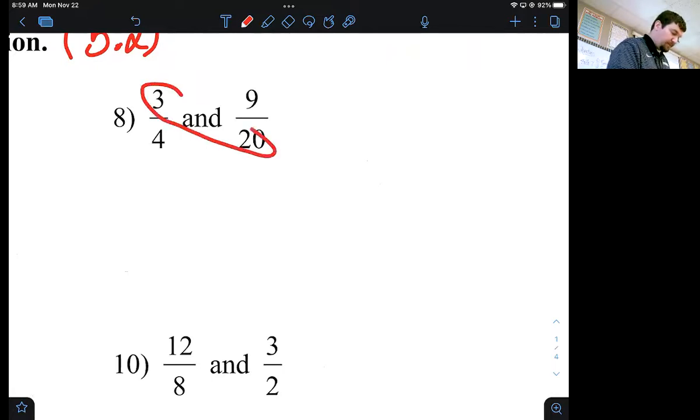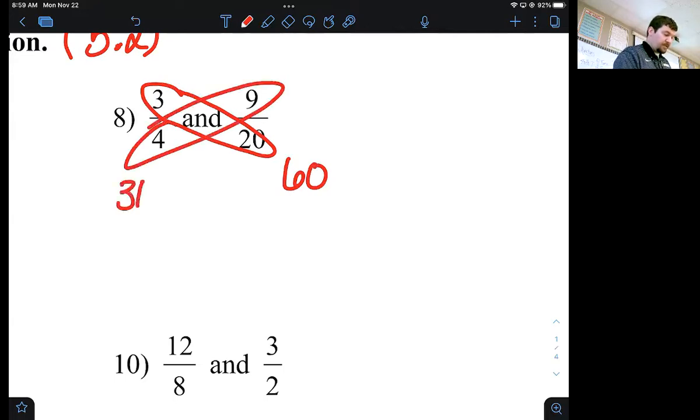What's 3 times 20? 60. So write down 60. If you're using cross products, you need to write down what these products are. What's 4 times 9? Are those the same? No. So is this proportional? No.